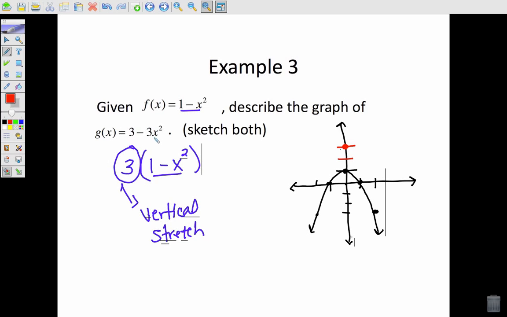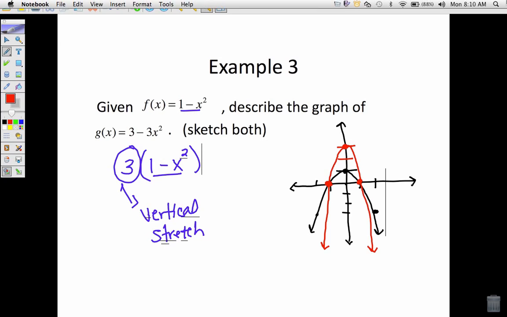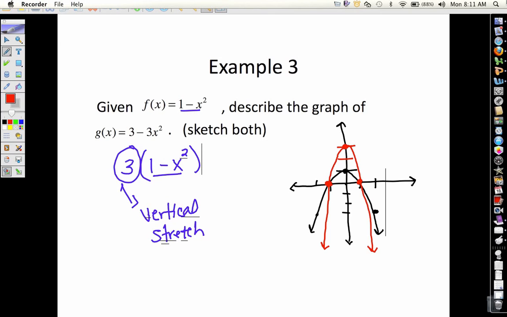All right, if I put in 1, I'm going to have 3 minus 3, which is 0. And negative 1, I'd have 0. If I put in 2, I'm going to have 3 minus 3 times 4, so 3 minus 12, that's negative 9. You can see here that this graph now all of a sudden is more narrow. All right, so there's an example of your vertical stretch.